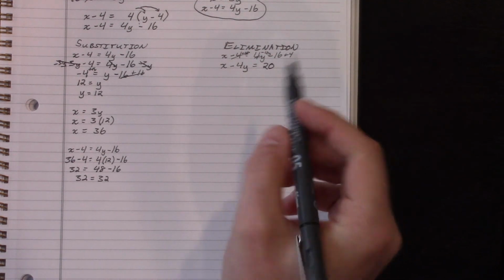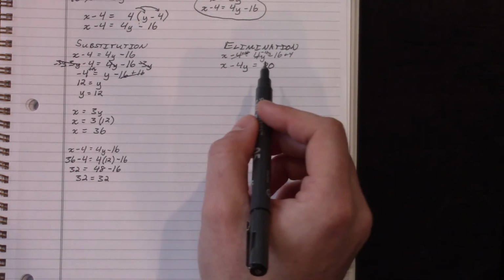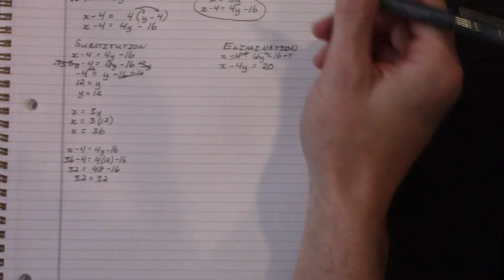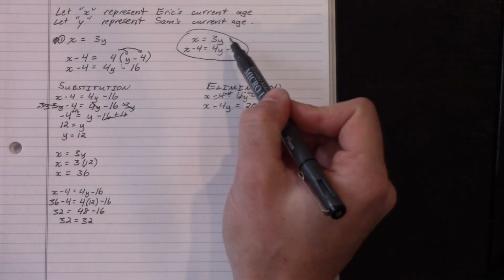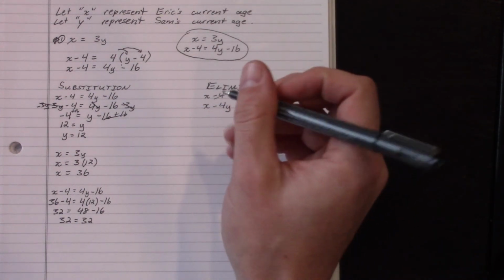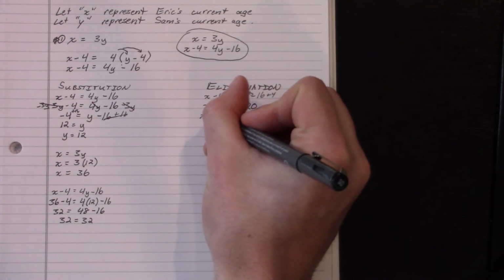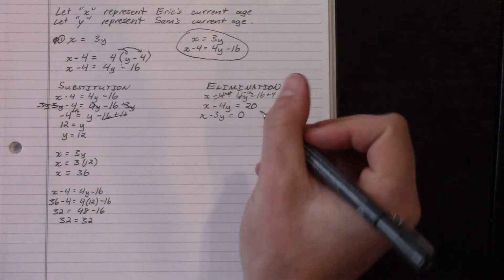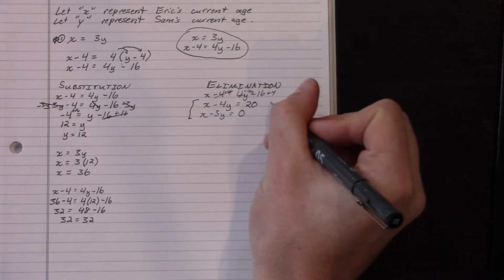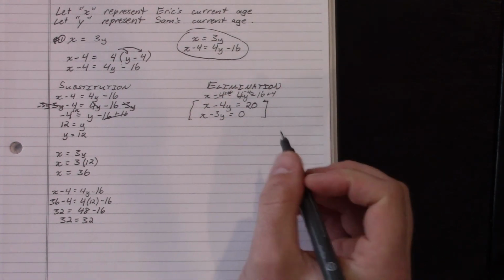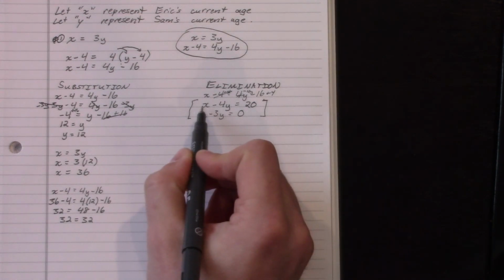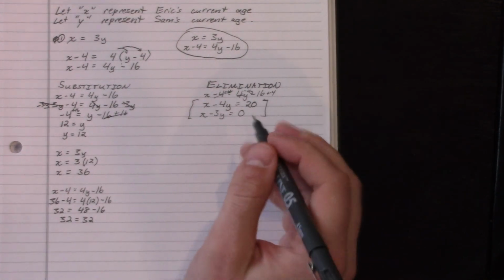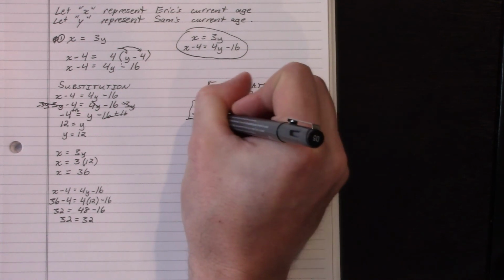So now I've got this equation here, which is the same equation, I've just rearranged it. And now I'm going to take this one up here, and I'm also going to move that 3y term over. So x minus 3y equals 0. So these are my two equations now to use elimination with. Now conveniently, they've already got a common x term of 1. So I don't need to multiply either of these equations by anything. I can just subtract them. So I'm going to do that now.